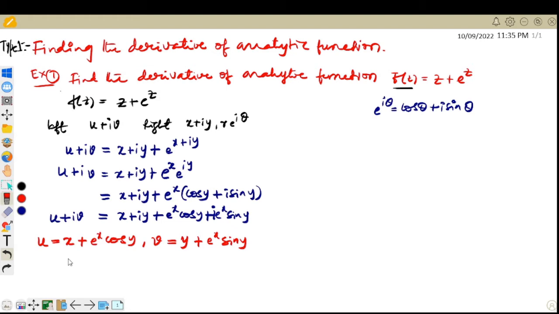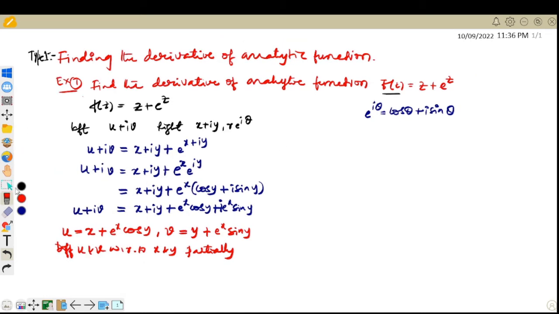So now, after getting this, we are going to find the partial derivatives of u and v with respect to x and y. Why are we finding the partial derivatives of u with respect to x and y and v with respect to x and y? To verify the analyticity. So for that you differentiate u and v with respect to x and y, that is partially.